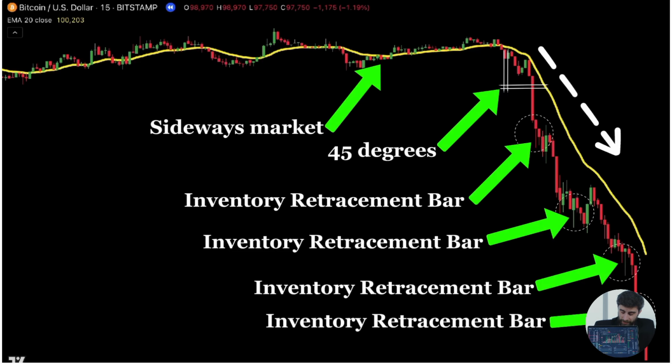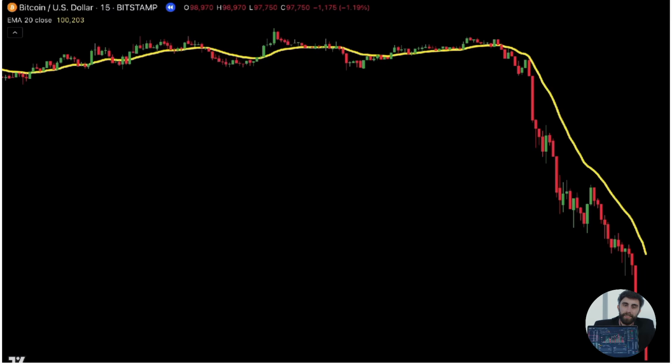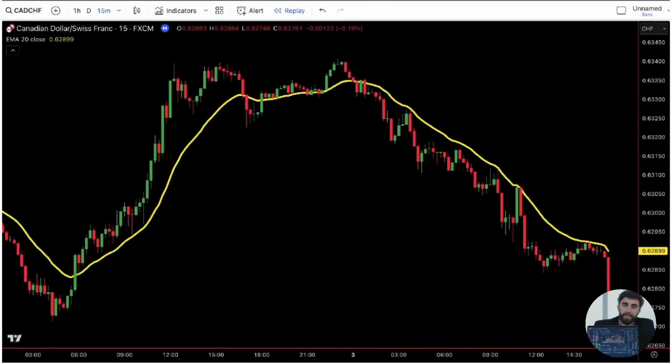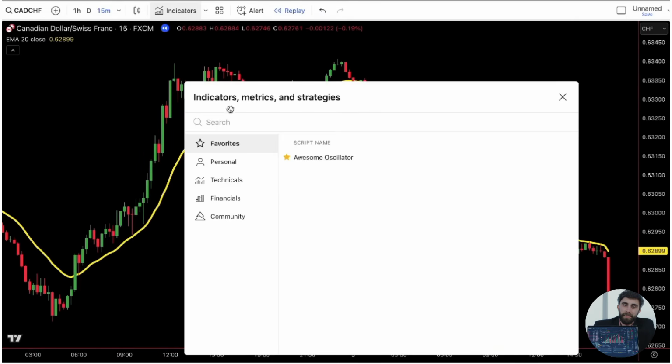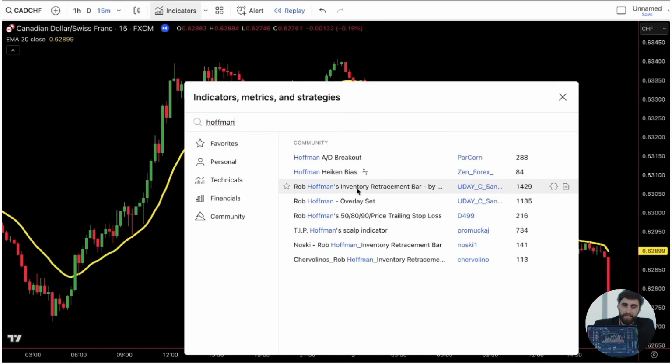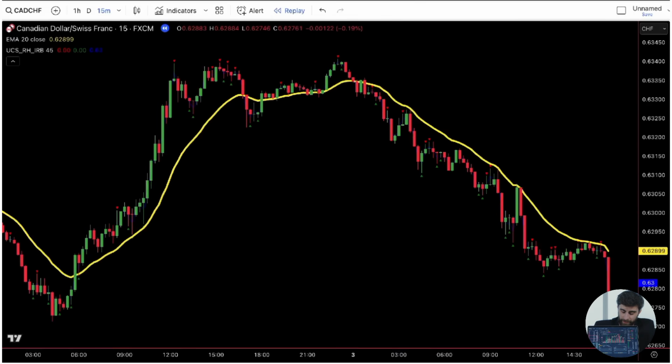Now, to make things even easier, let's use the Hoffman Inventory Retracement Bar Indicator. Here's how to add it. Open the Indicators menu and search for Hoffman. Select the Inventory Retracement Bar created by Uday. Once applied, you'll see green and red triangles on your chart. These triangles mark the inventory retracement candles for you.